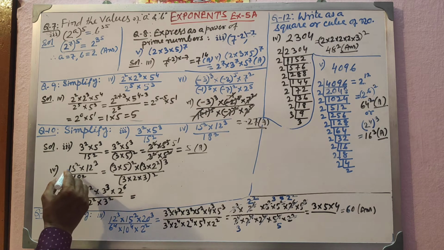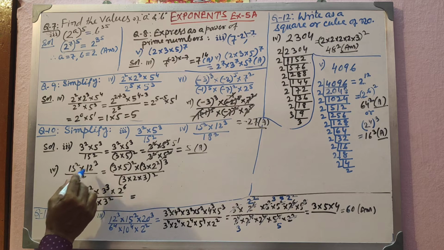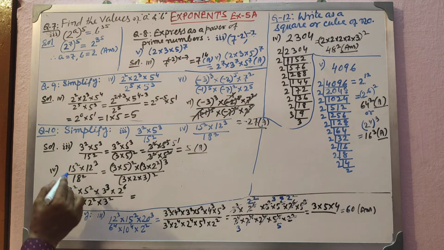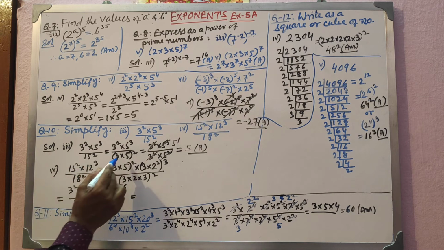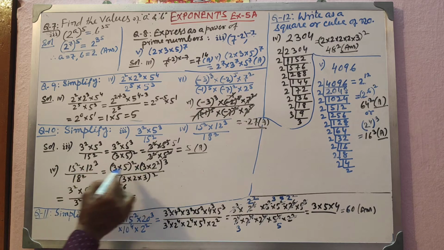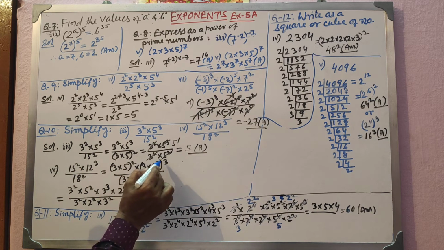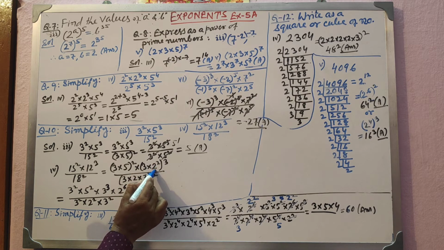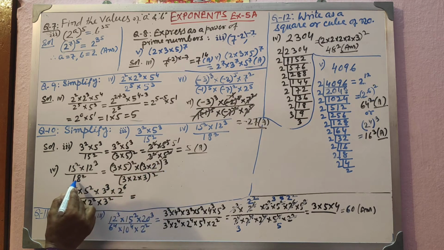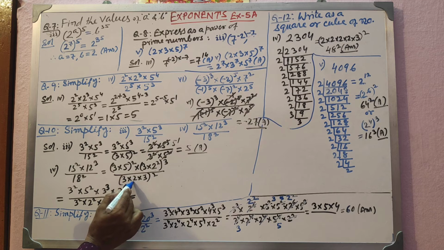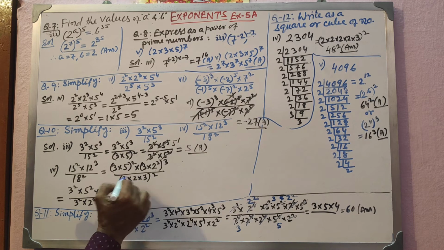See, question number 4 says 15 square into 12 to the power q by 18 square. Every number is a product: 15 is 3 into 5, 12 is 3 into 4 whole to the power q. That 4 I have split again to 2 square. Now 18 is 3 into 2 into 3, 3 sixes are 18, whole power.